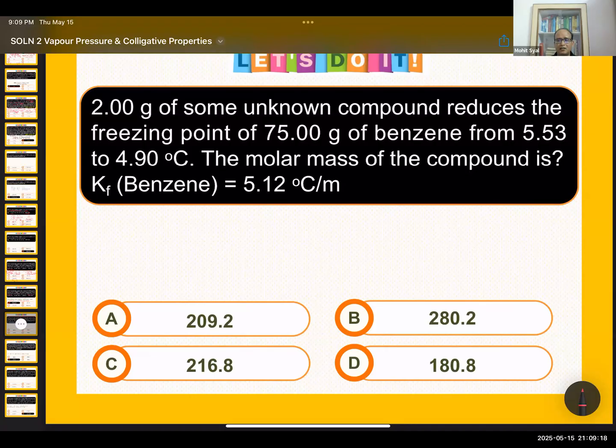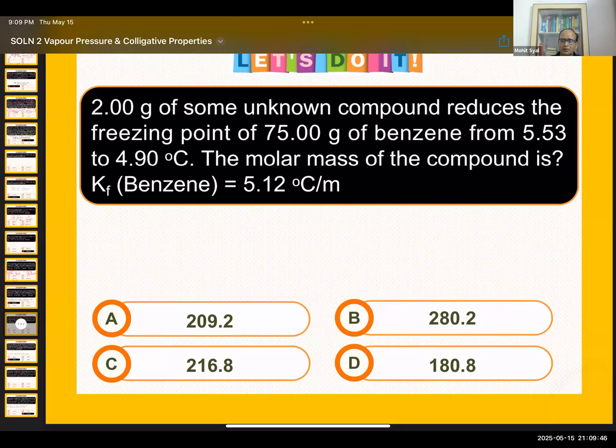This is the application of colligative properties. The application of colligative properties was to find out the molar mass of an unknown solute. Are you getting the question? So just try to solve it quickly.